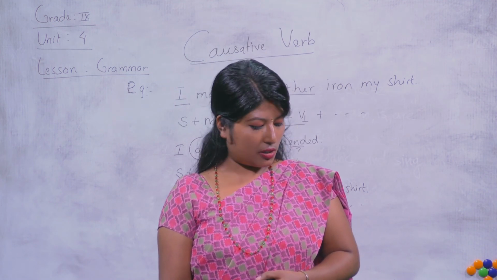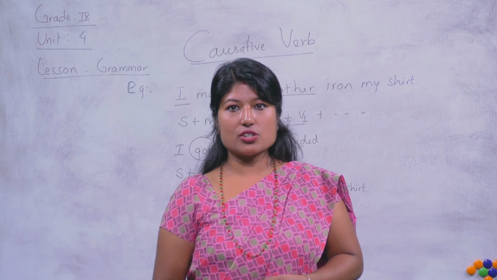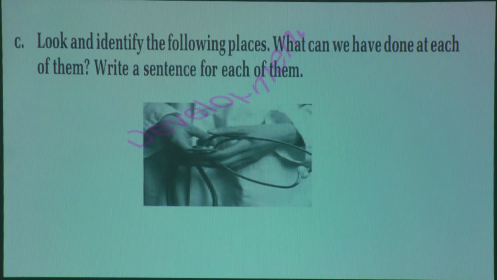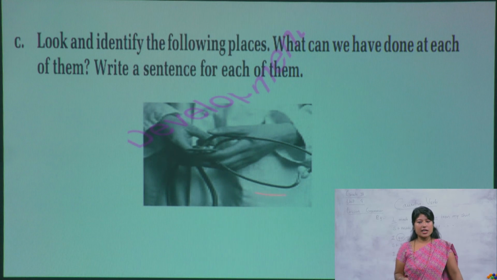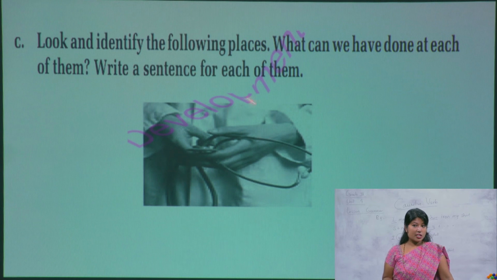It belongs to pictures. We can see some pictures over here. What is here? Let's see. Look and identify the following places. What can we have done at each of them? Write a sentence for each of them. So let's write a sentence for each picture, and that should be used with causative verbs. There should be use of causative verbs.